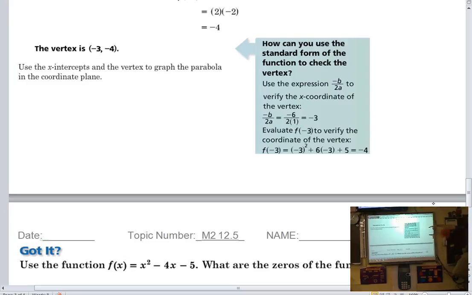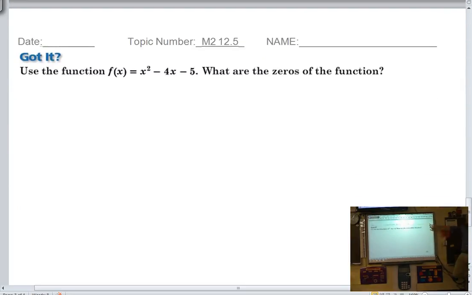Also, quick way to find your axis of symmetry, or the x value of your vertex, negative b over 2a. We talked about this probably over a week ago. It was only a couple sections ago. But negative b over 2a is part of your quadratic equation. It will help us find our values. So that's all in your notes. So let's try the got it.